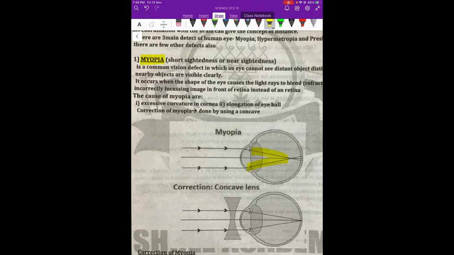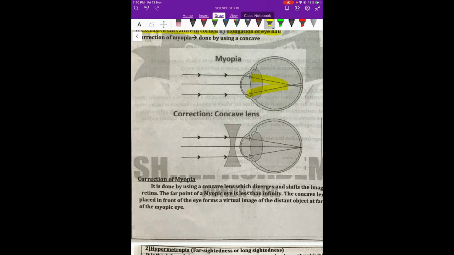Now what are the causes of myopia? First is the excessive curvature of the cornea. Excessive curvature means it's very short, the focal length becomes very small. When the focal length becomes very small, whatever is inside that focal length only can be visible to him sharply and distinctly. And the second reason is elongation of the eyeball. Because of these two reasons, people suffer from myopia.